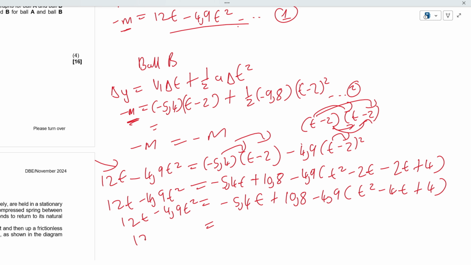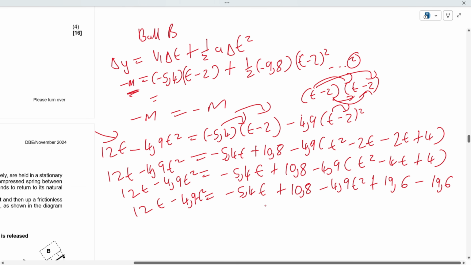So now 12t minus 4.9. Yeah, I know it's not that interesting anymore, like when I am explaining the principles of physics. This times this is going to be negative 4.9 t squared. This times this, let me press 4.9 times 4. This is going to be positive 19.6. We'll multiply it with the sign, which is very important. Multiply by 4 again, it's going to be 19.6 again.